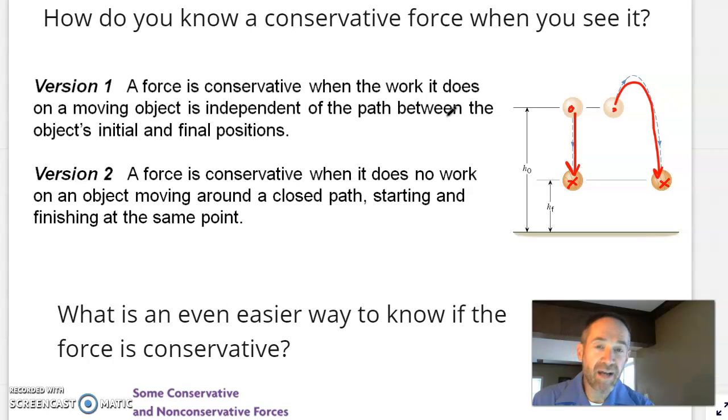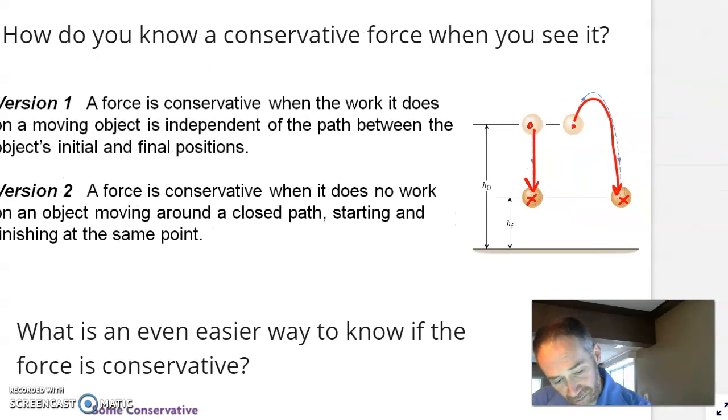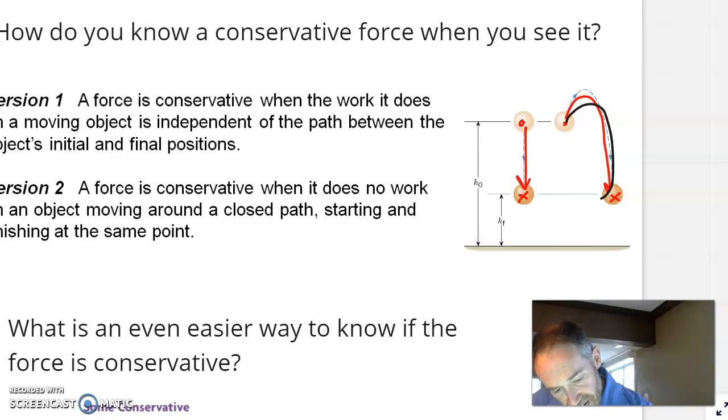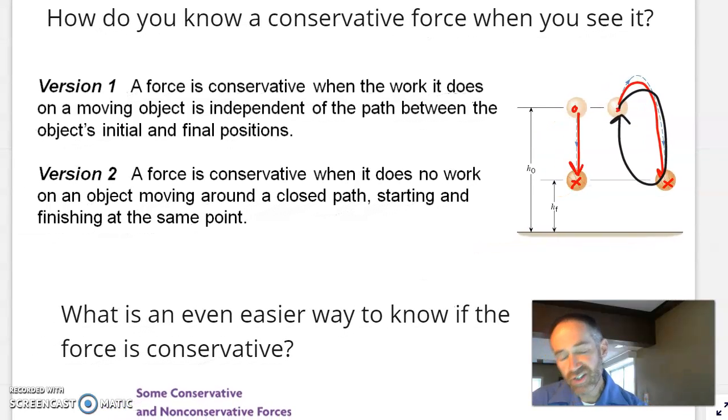The other thing about a conservative force is if you go a round trip and you come back to the exact same spot. So for instance, say we took this basketball down here and then we decided to put it back. Well, gravity would have done positive work on the way down, negative work on the way up. It would have done no net work. It wouldn't have done any good. It wouldn't have done any bad. It does no work.